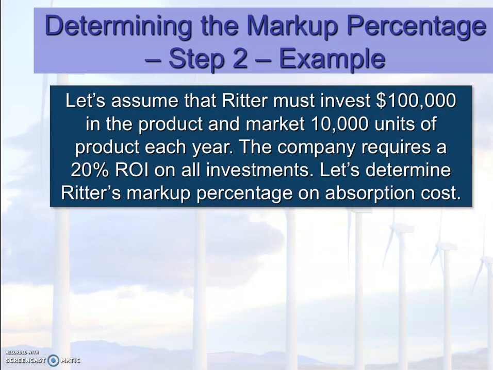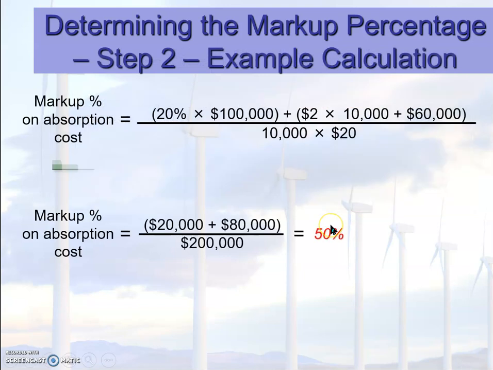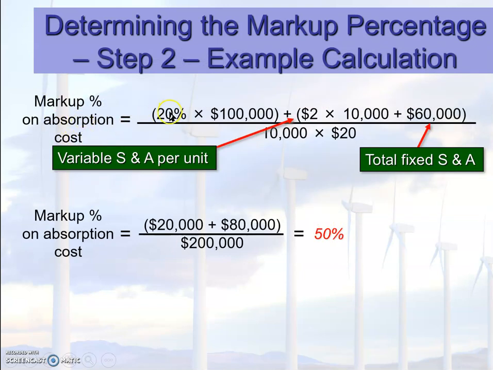Now let's assume they have this $100,000 investment and they are able to sell 10,000 units of product each year. The company requires a 20% return on investment on all investments. Now let's compute the markup percentage on absorption cost. It would be this return on investment, and this is the total investment of 100,000. This part is the selling and administrative, whereby this is the variable and the 60,000 is the fixed. All that divided by sales of 10,000 units, times the unit product cost.